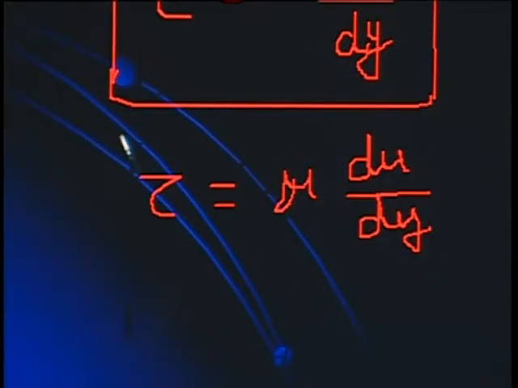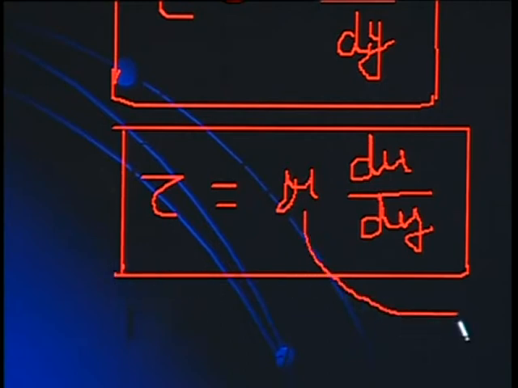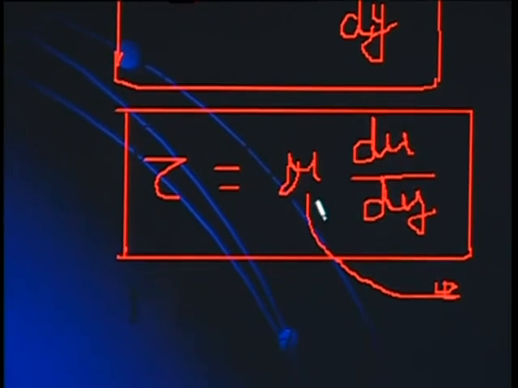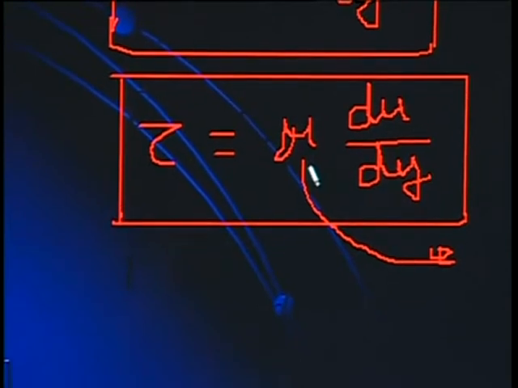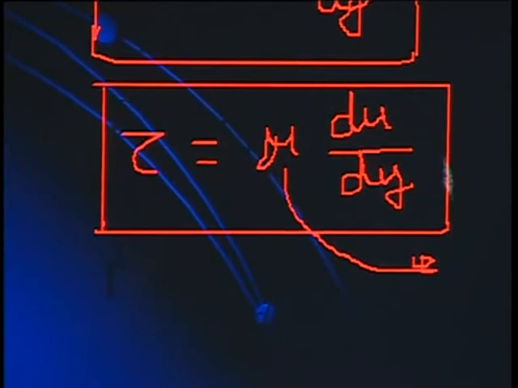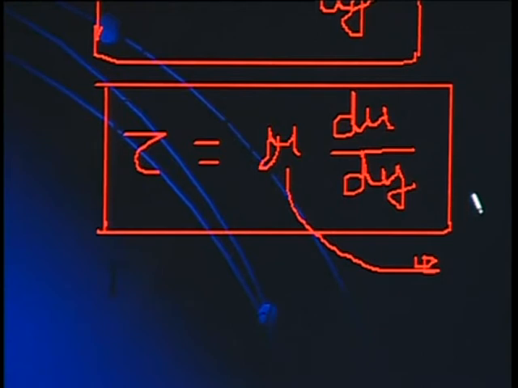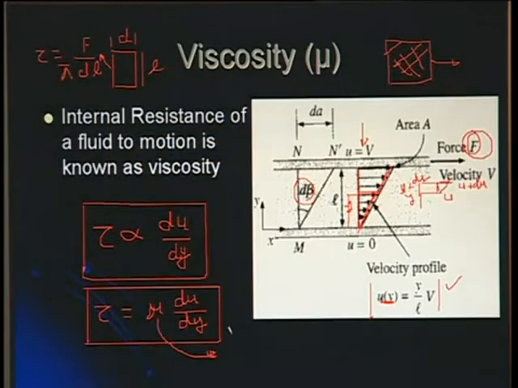This is known as Newton's viscosity law, and mu is known as the coefficient of viscosity. You note down, mu is known as coefficient of viscosity, and generally it is termed as viscosity only. With the help of this equation, we can now solve different types of problems to give the answers to different questions. We shall solve a few numericals later on, but before going further, let us try to understand.